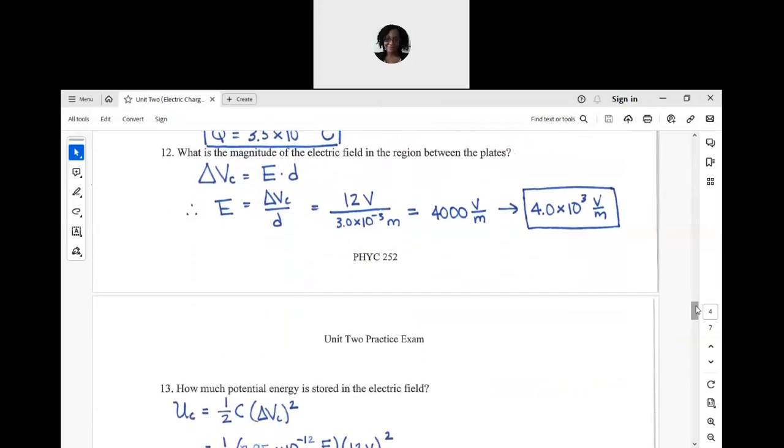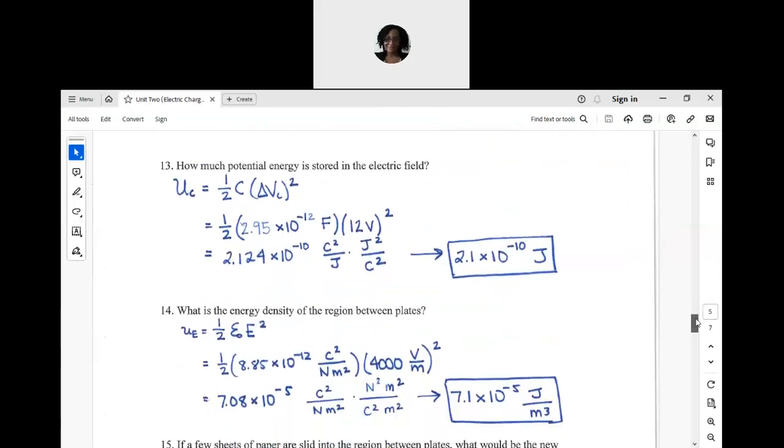Now the magnitude of the electric field in the region between the plates is just going to be equal to the ratio of delta V between the plates of the capacitor and the separation, which was given. So this number, 12, is also something I could have calculated before I knew anything about Q, or even before I knew anything about the capacitance value. This is 4,000 volts per meter, so 4.0 times 10 to the positive 3 volts per meter, to the appropriate number of sig figs.